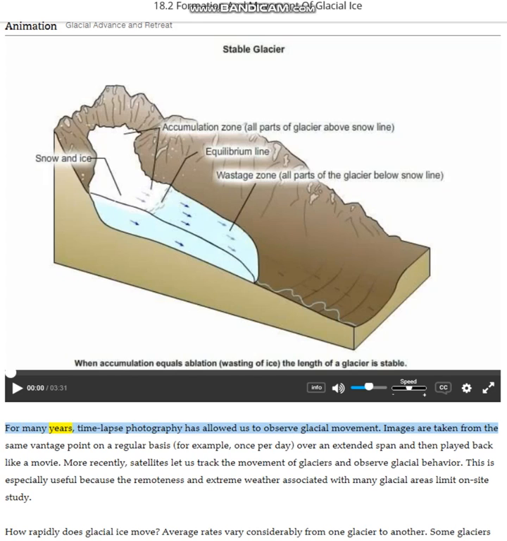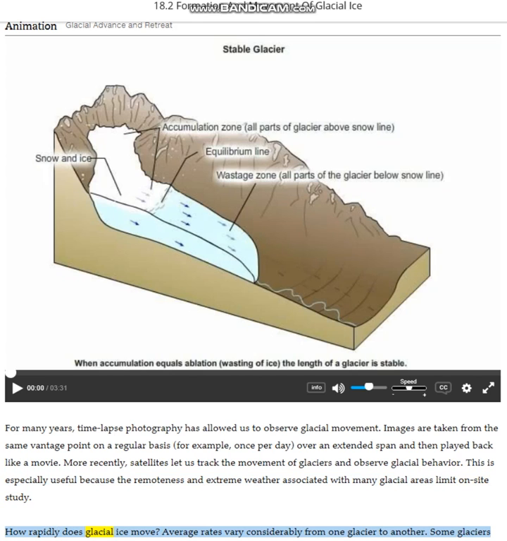For many years, time-lapse photography has allowed us to observe glacial movement. Images are taken from the same vantage point on a regular basis, for example, once per day, over an extended span and then played back like a movie. More recently, satellites let us track the movement of glaciers and observe glacial behavior. This is especially useful because the remoteness and extreme weather associated with many glacial areas limit on-site study.